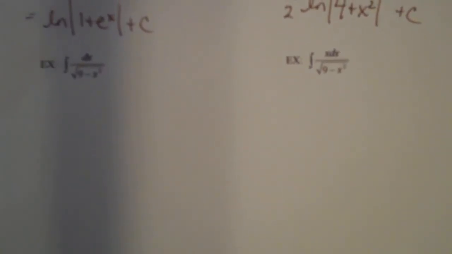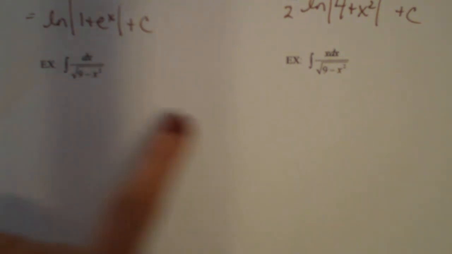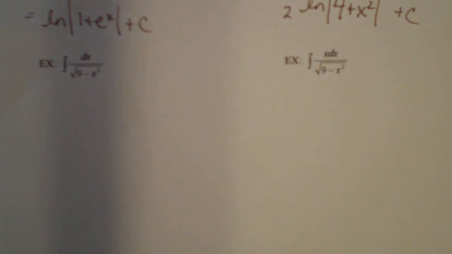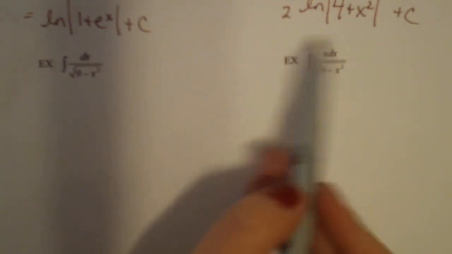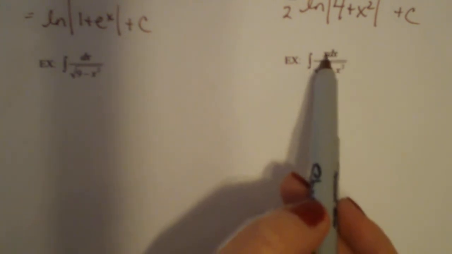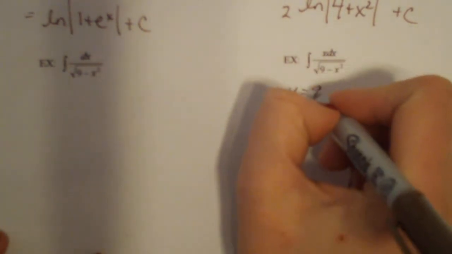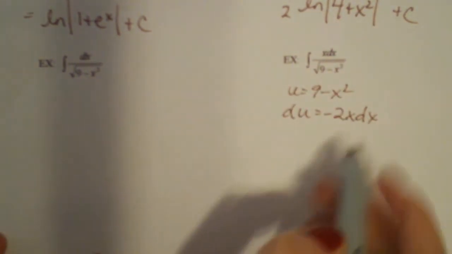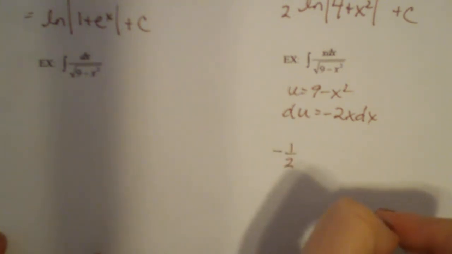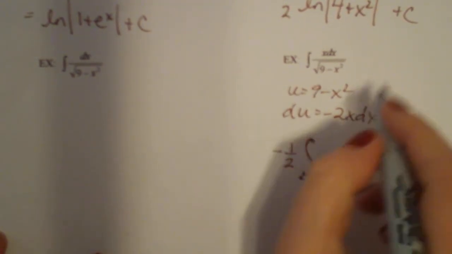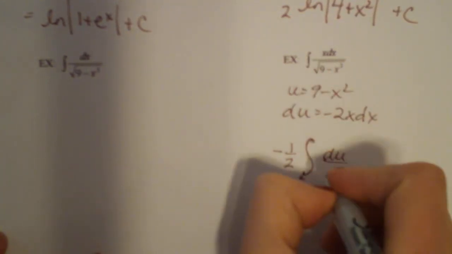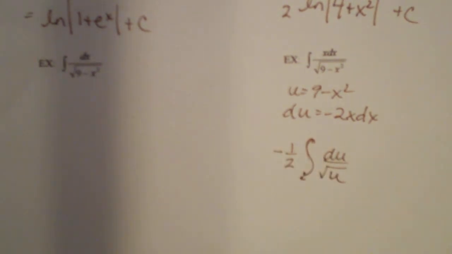Looking at these, it's a little different. Almost identical. One has an x on top, one doesn't. So I'm guessing one's going to be a u sub and one's going to be an inverse trig problem. Because this problem, the last one on the page, on page 12, has the x on top, there's your u sub. 9 minus x squared for u, du is negative 2x dx. So I have to put a negative 1/2 out in front, integrate, and then I've got the x dx, so that's du over, and when I look at this, it's the square root of u, okay?